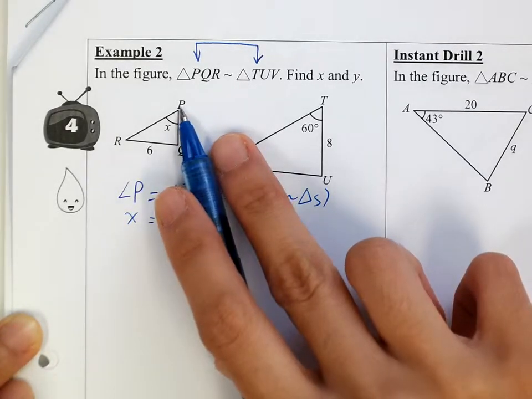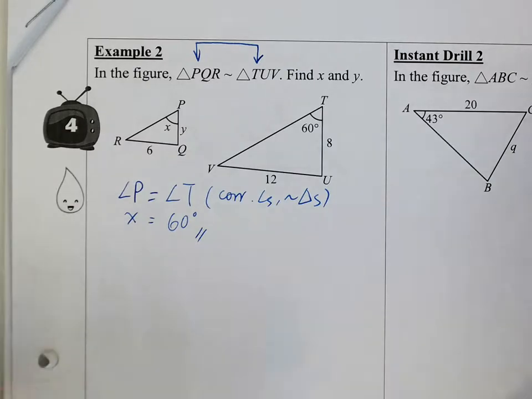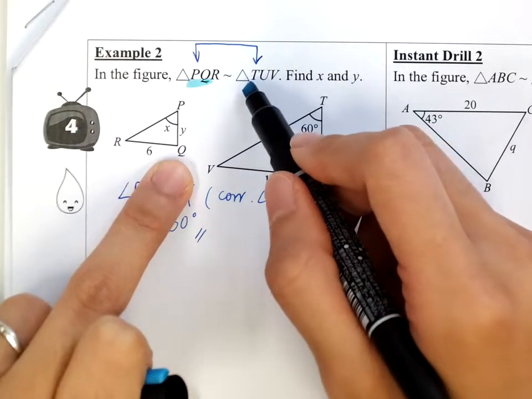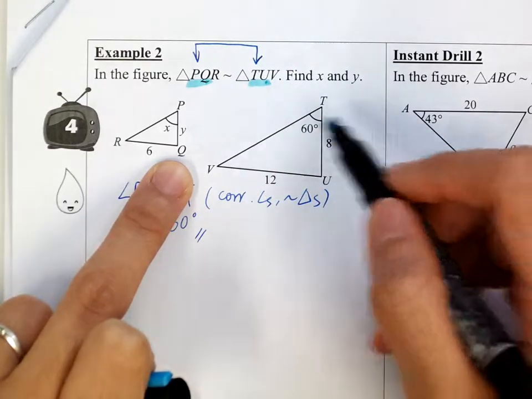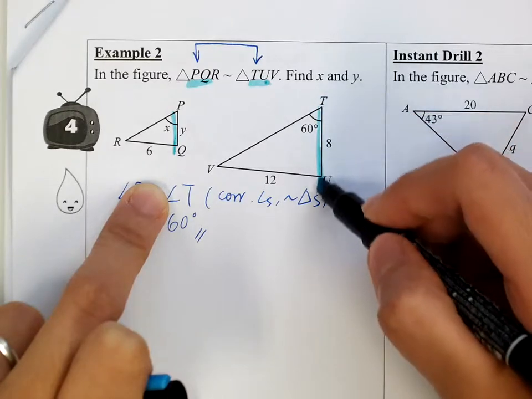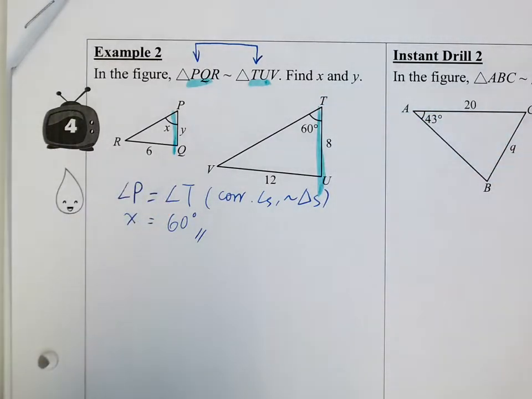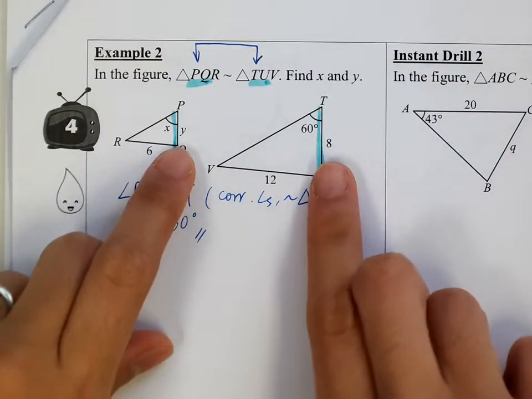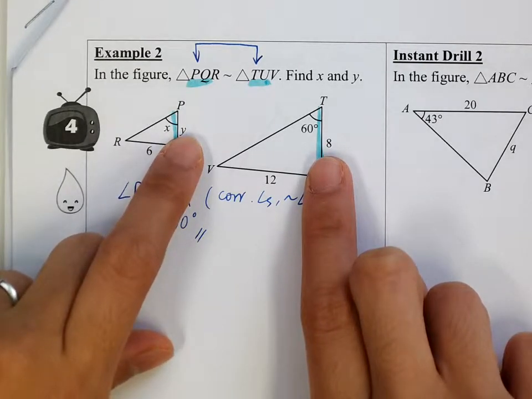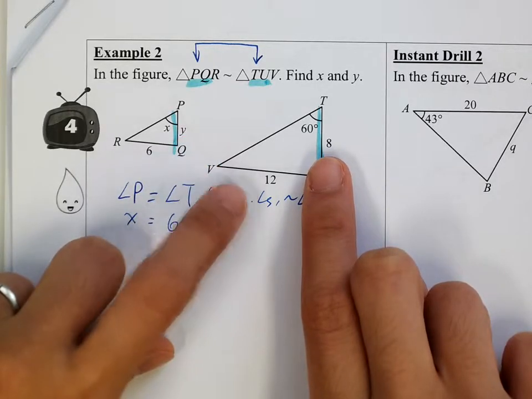So PQ, length PQ matches with the length TU. PQ, TU. However, I don't know the scale factor. How do I find y? Actually, we can find out the scale factor by considering another pair of lengths.